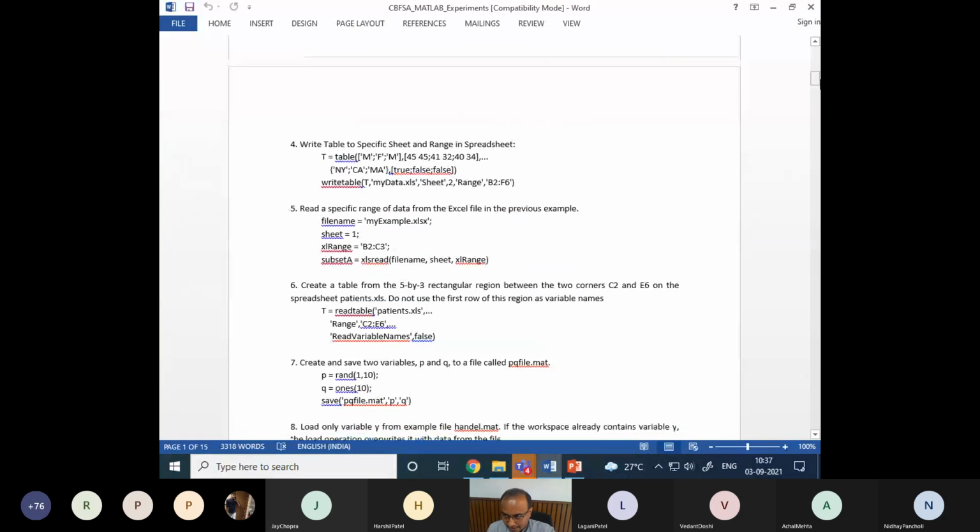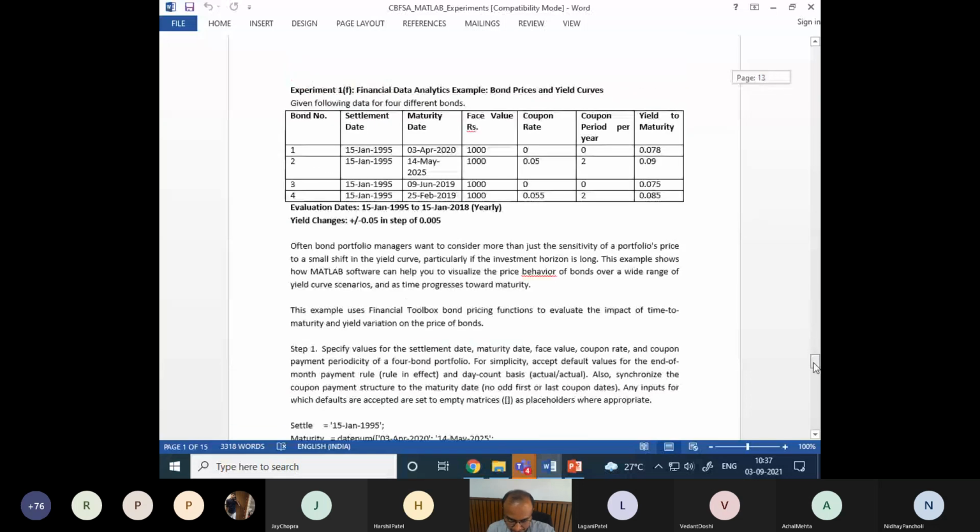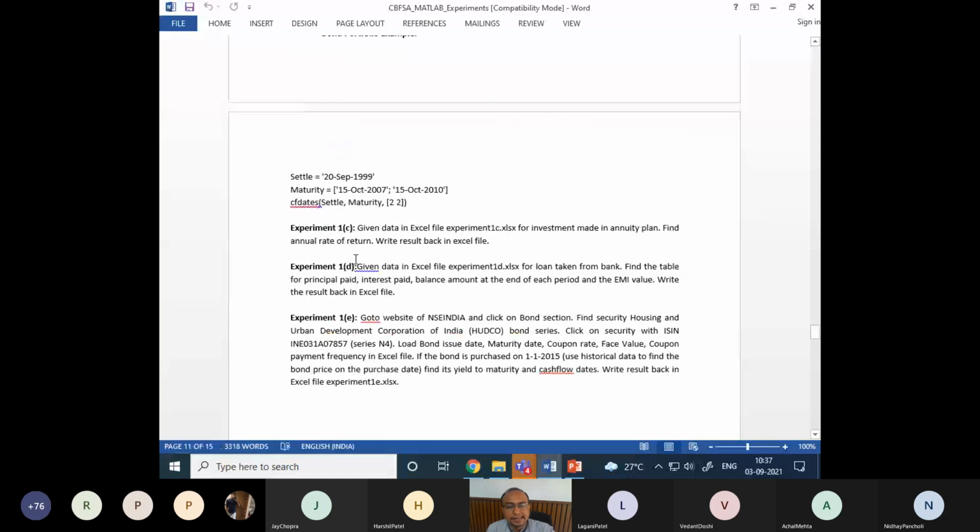So what we expect in the practical, but before I go to this session, I assume you have completed your experiment number 1C, D and E. 1C and 1D have very simple data given in the Excel sheet. You have to find the annual rate of return in experiment 1C for the given annuity plan, and in experiment 1D you have to create one database for the loan amount given and the interest given. So you have to create a structure of the principal paid, interest paid and balance amount at the end of each period, and calculate the EMI value.